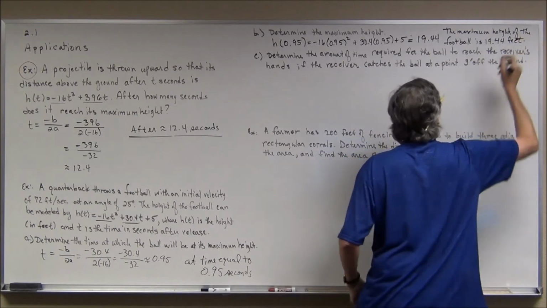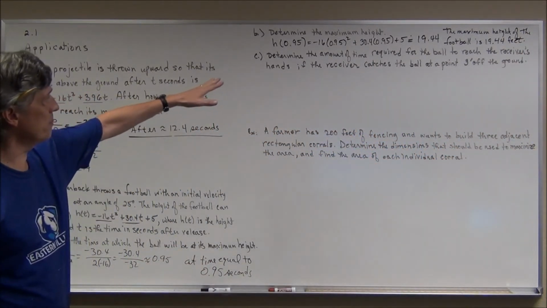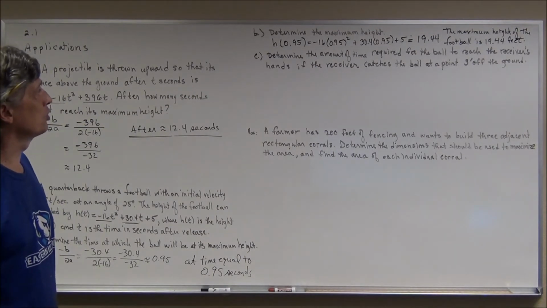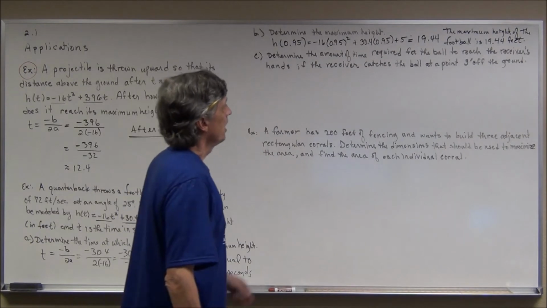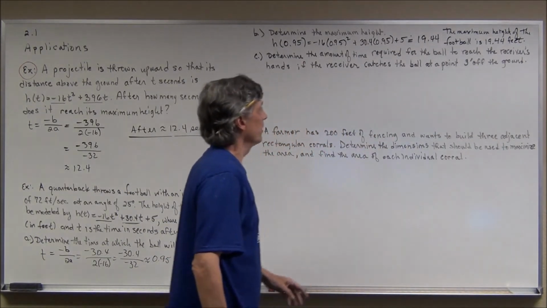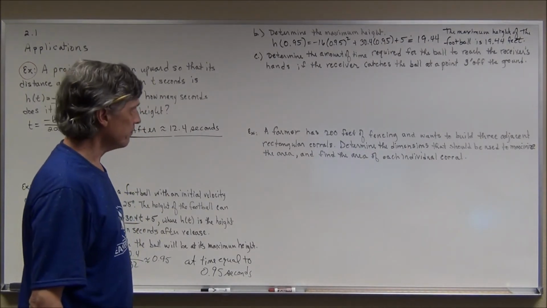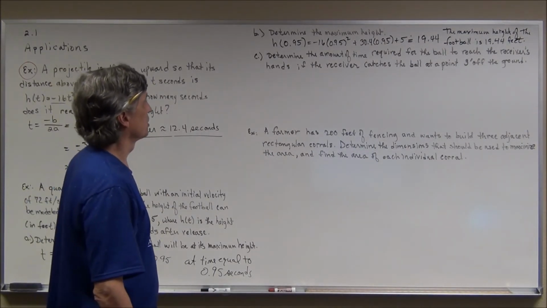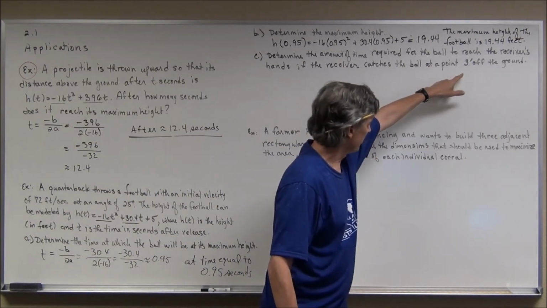Okay? All right, and then there's a part C to this problem. It says determine the amount of time required for the ball to reach the receiver's hands if the receiver catches the ball at a point 3 feet off the ground. So if you've ever watched a football game, the quarterback throws the ball and the wide receiver catches the ball, or at least attempts to catch the ball. In this case, we're going to try to catch the ball 3 feet off the ground.